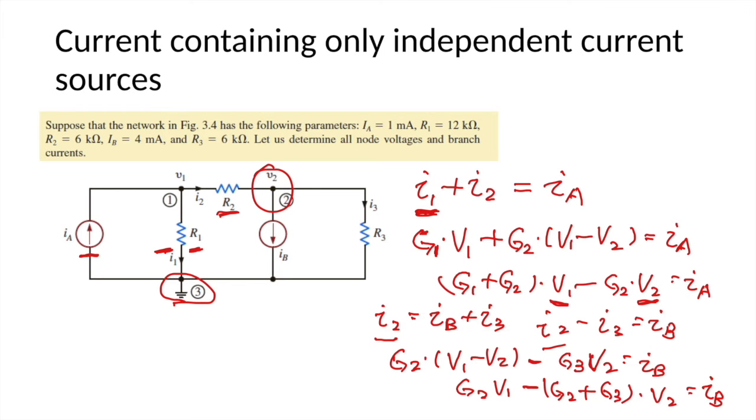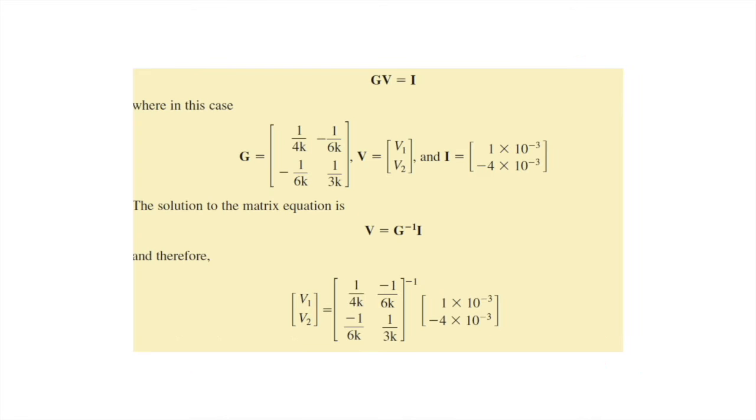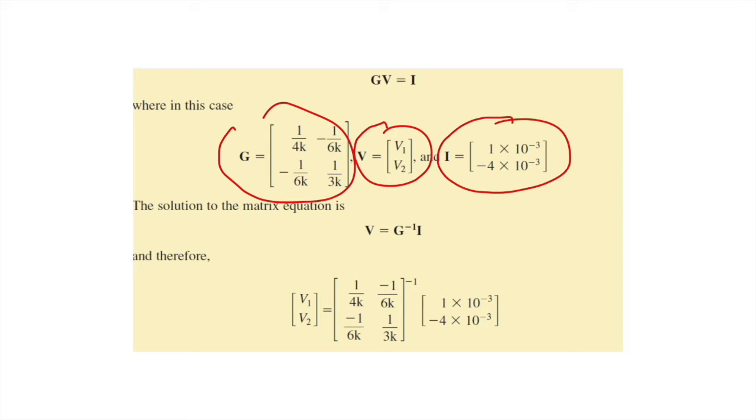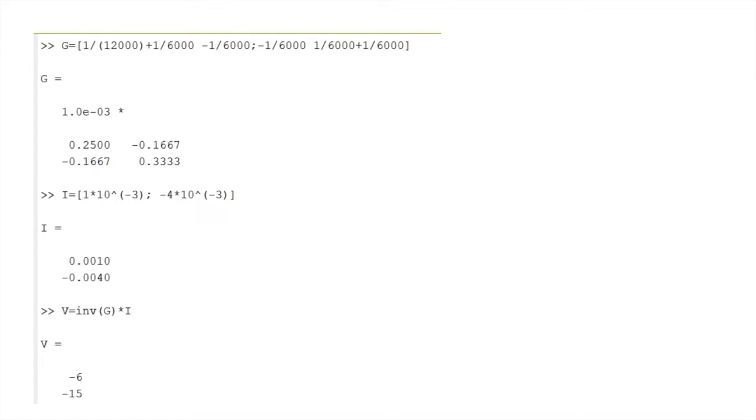And here we can write these equations in the matrix form and plug in the numbers. So we have the G matrix, V matrix, and I matrix, so that V equals the inverse of G times I. So we can use MATLAB to calculate the node voltage.